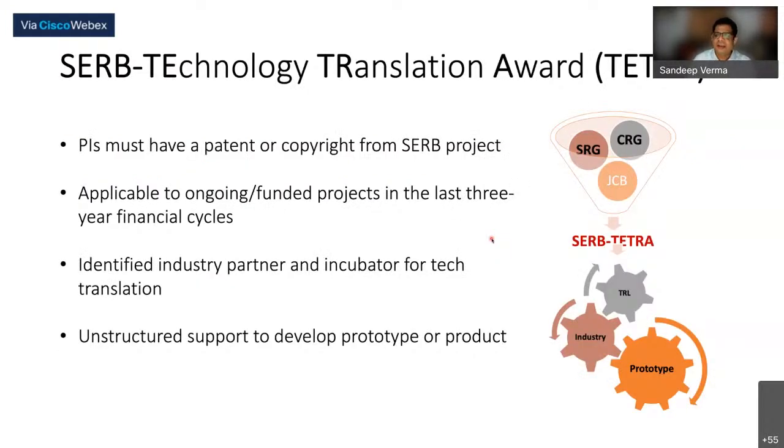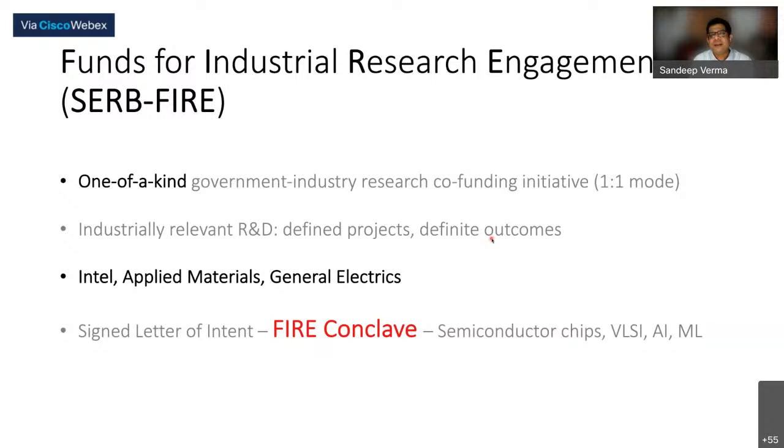We have technology translation awards. You can go through it. I won't go into the detail, where we are supporting patents which can be brought out as a technology or a translational product. So we are providing quite a bit of support. We are also interacting with quite a number of industries for new kind of materials for semiconductor chips, VLSI and AIML, and some of the industries that we have been able to bring into our fold is Intel, Applied Materials, and General Electrics. And so you can be sure of new calls that are going to come in near future. So please be on the lookout, do apply to us, and try to bring in your best ideas to us.